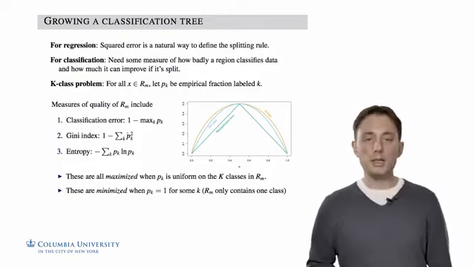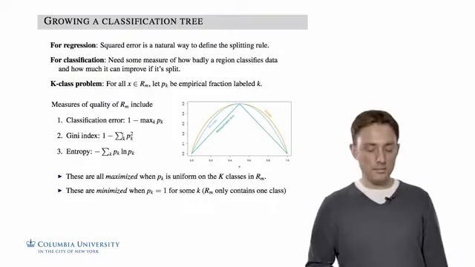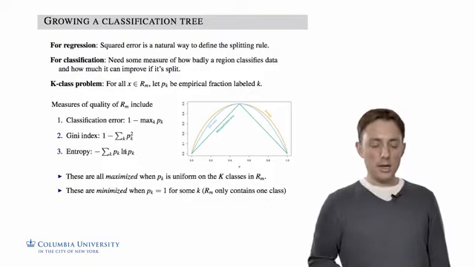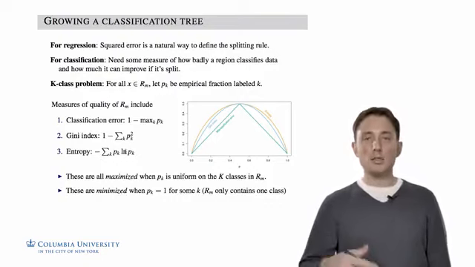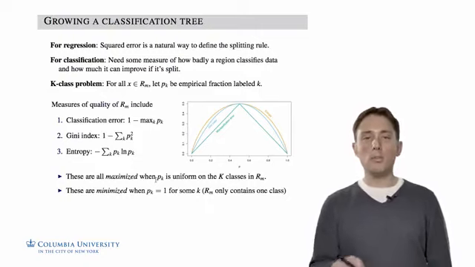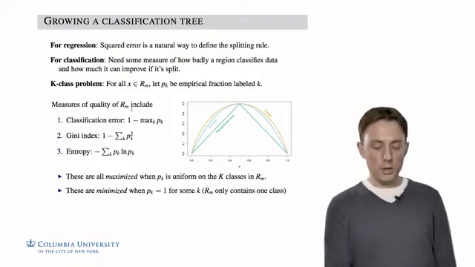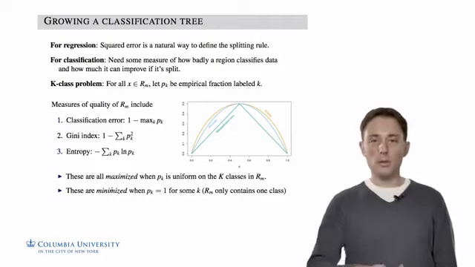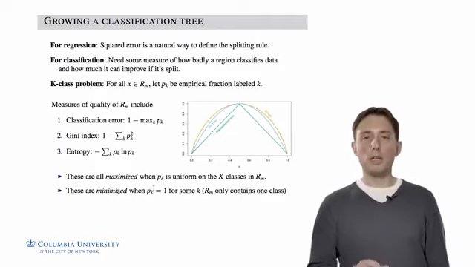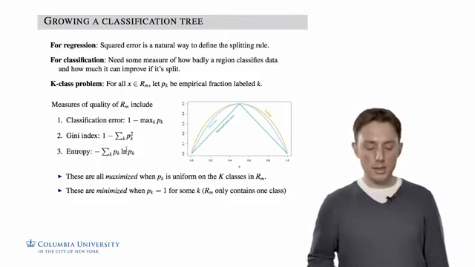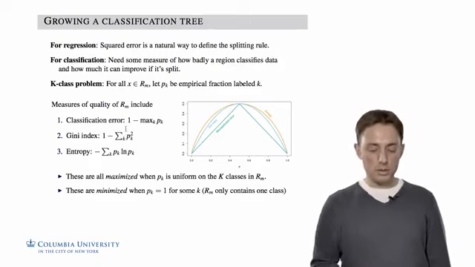We can also use the Gini index, which is 1 minus the sum of squares of pk, or the entropy, which is this term. Each of these is going to be maximized, or large, when pk is uniform, when we are completely uncertain about what the label could be for that region. We have an equal number of all the labels in a particular region. Of course, we're trying to minimize them, and when they're minimized, all of the data in a particular region falls into one class. That's when all three of these are minimized, and they're all equal to 0.